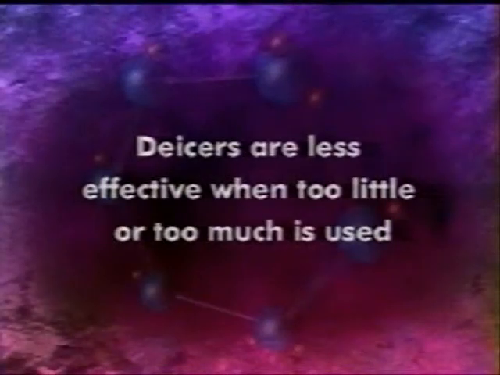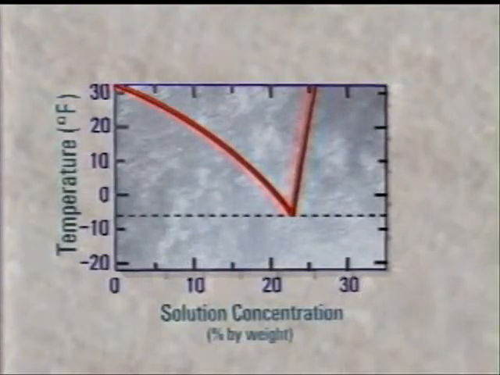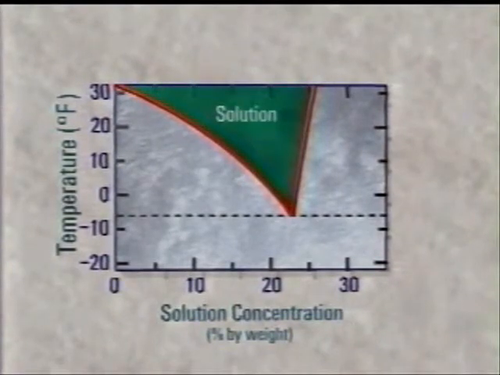Like antifreeze, de-icers are less effective when too little or too much is used. The phase diagram best illustrates this and provides important principles that come into play every time you are out on the highway applying rock salt or brine. Any time you apply salt, and the combination of solution concentration on the roadway and road temperatures fall into this green area, you have applied the right amount of chemical and the melting of ice will take place.